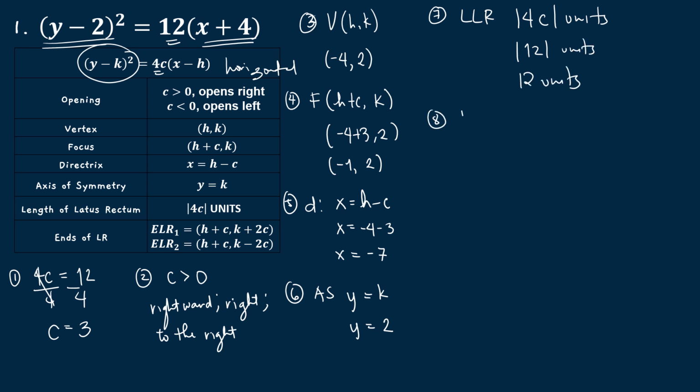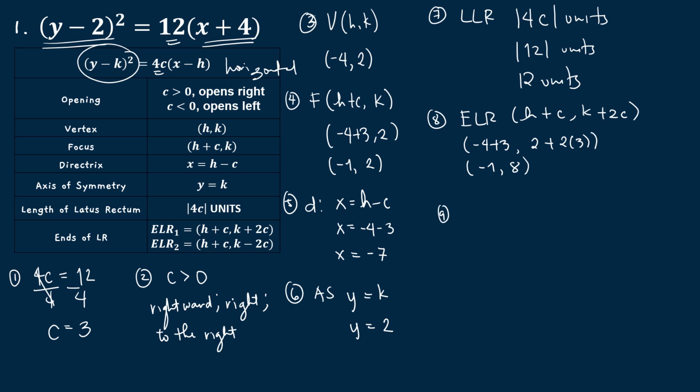Number 8 is the ends of the latus rectum. For the ends of the latus rectum, we have h plus c, so that is negative 4 plus 3. So look at the solution on the table. I will be writing it also here, k plus 2c, so comma k, which is 2 plus 2 times 3. So the answer would be negative 1, comma 2 times 3 is 6 plus 2, that is 8.